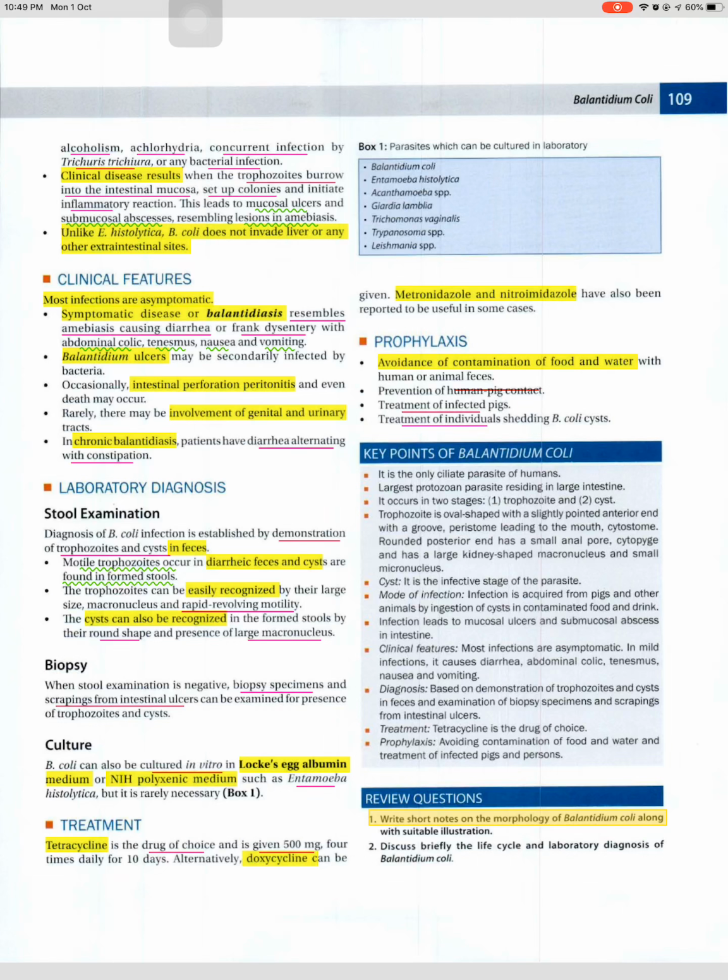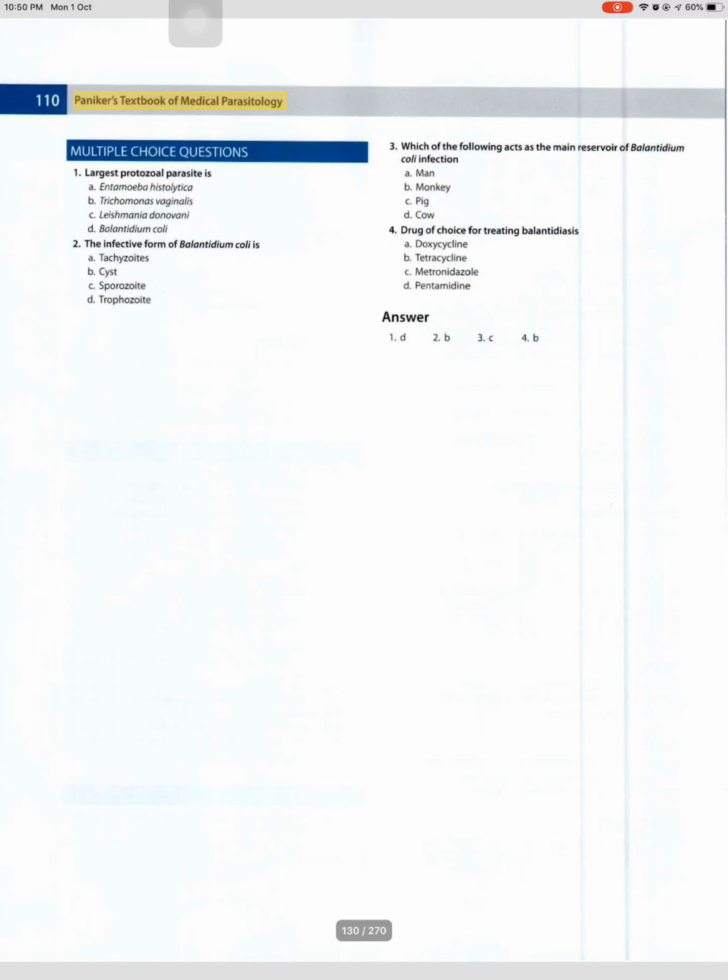Review questions. 1. Write short notes on the morphology of Balantidium coli along with suitable illustration. 2. Discuss briefly the life cycle and laboratory diagnosis of Balantidium coli. Paniker's Textbook of Medical Parasitology.